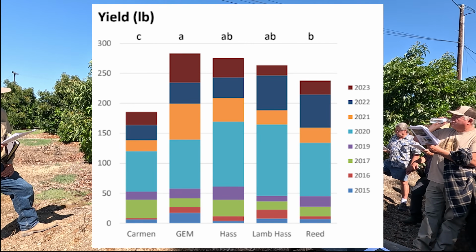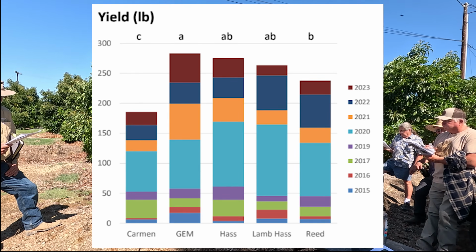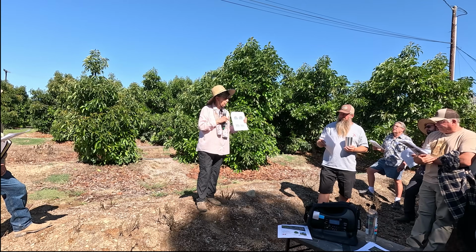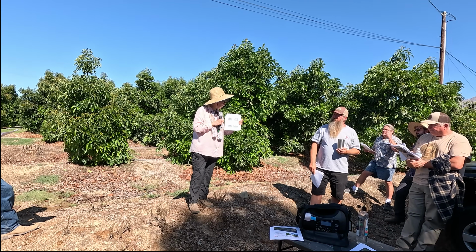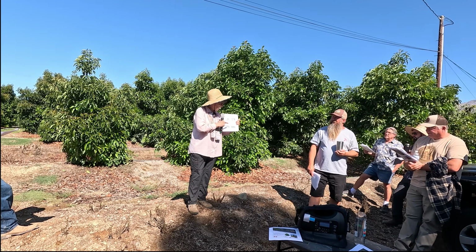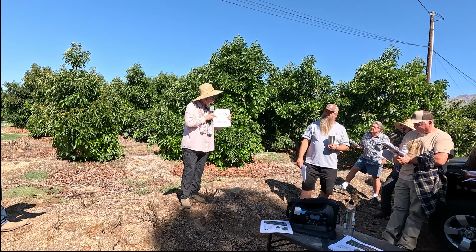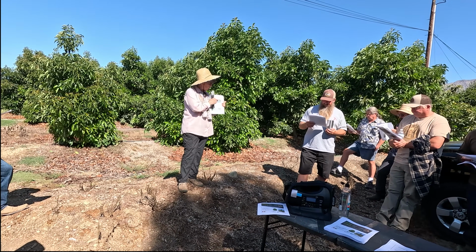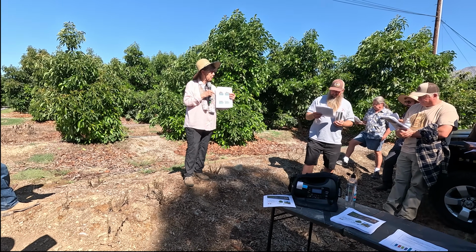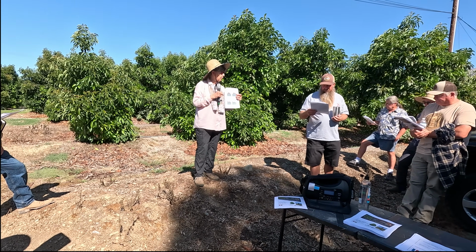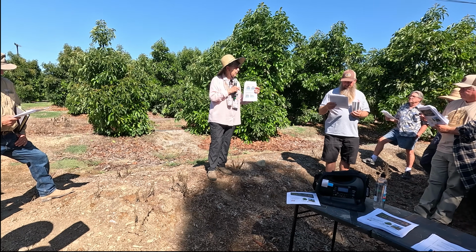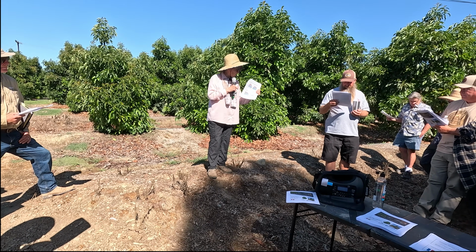But Gem is more productive overall than Reed and more productive than Carmen. Okay, that's what you get from looking at those little letters. And you can see that Hass, Lamb Hass, and Reed are not significantly different from each other. So even though you could look at the Reed bar and say that's a lot lower, doing the statistics, because it takes into account the variability from tree to tree and from year to year, there's no difference.